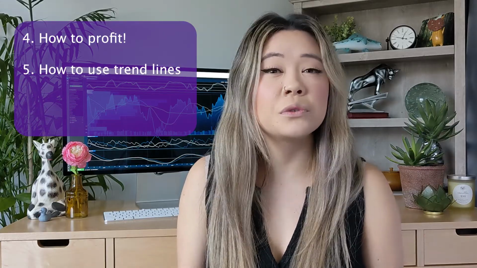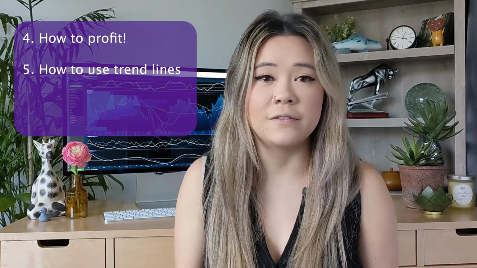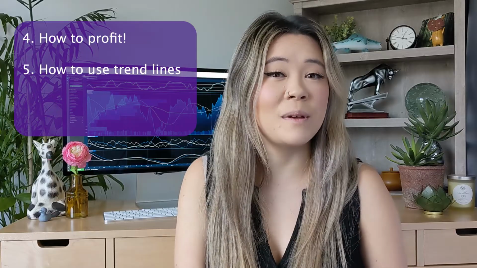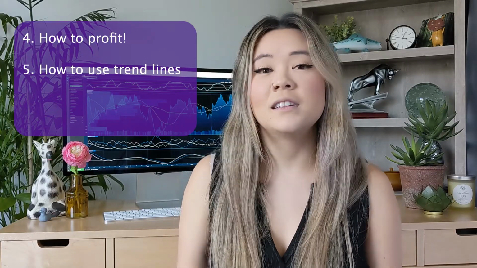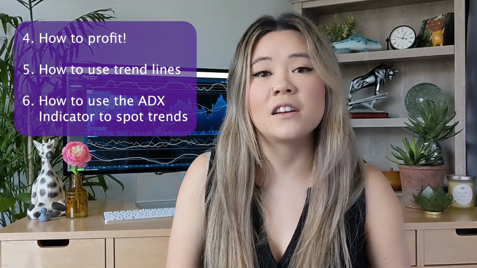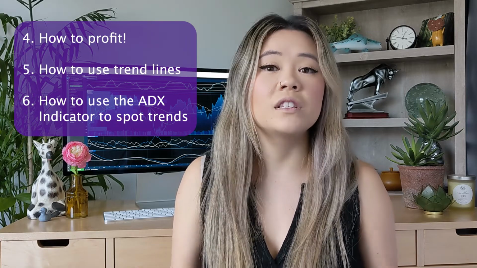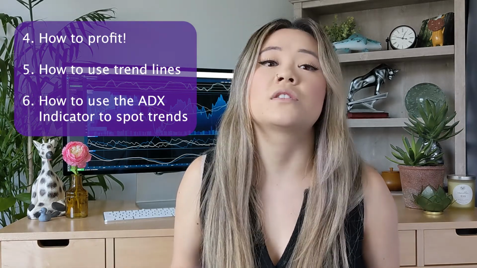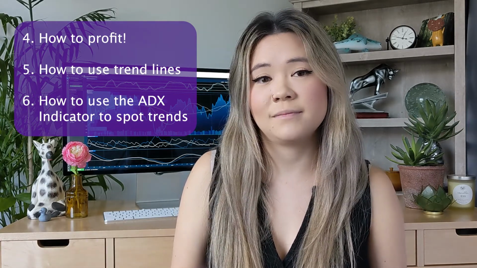Trend lines have a close relationship with support and resistance levels and can help you anticipate the stock's next move. Lastly, we saw how the ADX indicator helps spot trends. When it's going up, the trend is strengthening, and when it's going down, the trend is weakening.